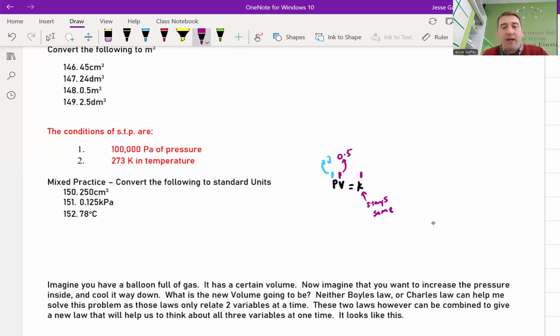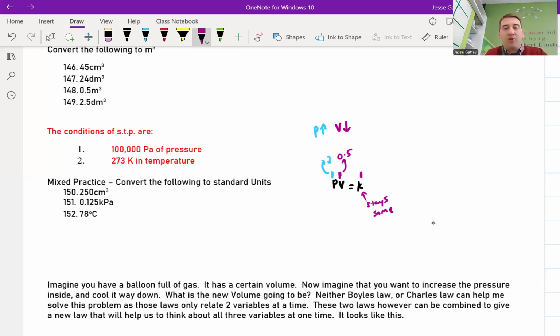So if we increase P, we actually have to decrease V in order for K to stay constant. So we say that when P increases, when P goes up, V goes down. And that is true so long as we keep the temperature the same. This is Boyle's law, PV equals K. So Boyle's law explains for us the relationship between P and V.